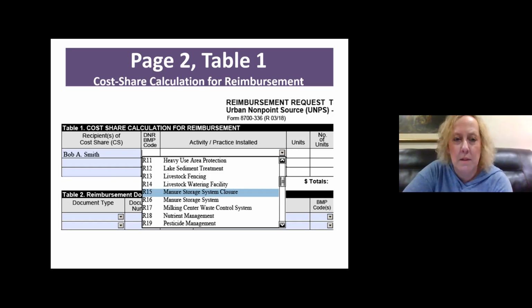So as soon as something changes in your project, and we'll talk a bit about this later, just make sure that you try to address those things early. Because if we see something coming in the reimbursement request that's not in the cost share agreement, not in the grant, we're not going to be able to reimburse it.